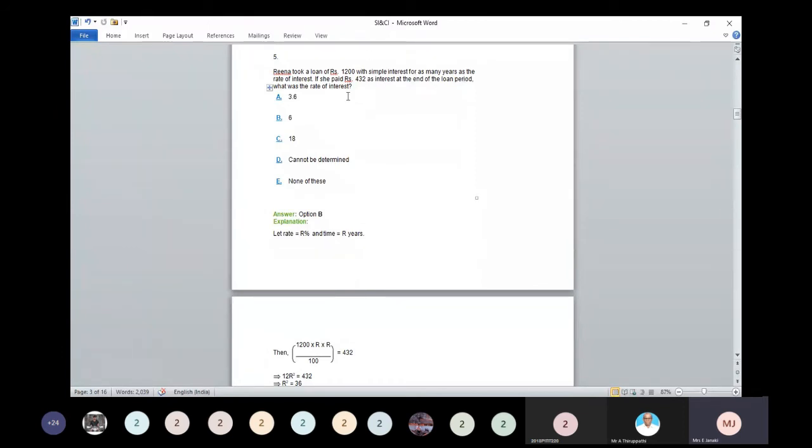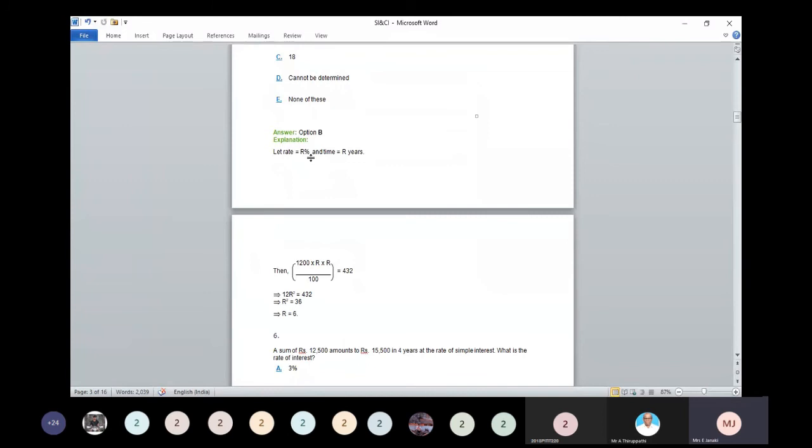And then next, she paid rupees 432 as the interest at the end of the loan period. The simple interest is given. Simple interest, SI, is rupees 432. What was the rate of interest? So you have to calculate the rate of interest. So very simple. Take rate of interest as R%, and time is also the same, R years.